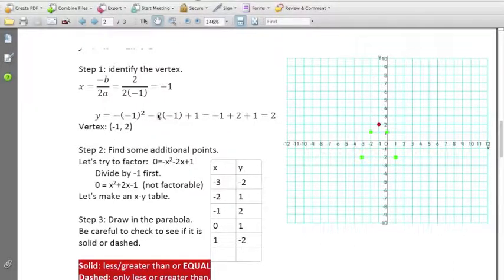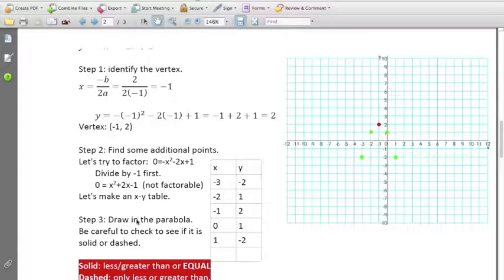I put my vertex, negative 1, 2, in the center, and I got two numbers more negative on the negative side and two numbers on the positive side, and I plugged those numbers in. Fortunately, they turned out to be really nice whole numbers. It doesn't always give you whole numbers. As you can see on the graph, I've got the additional points labeled in green, and we can see it that way.